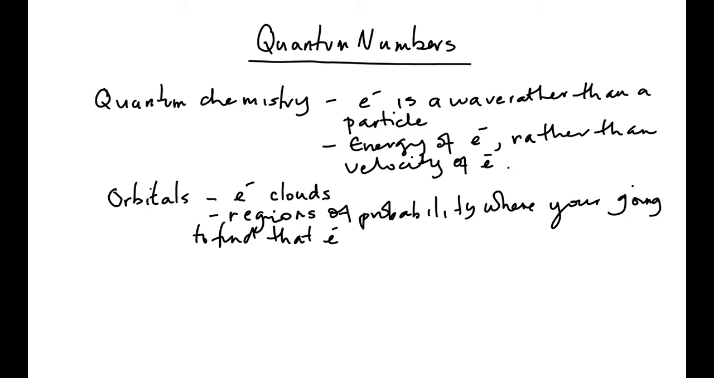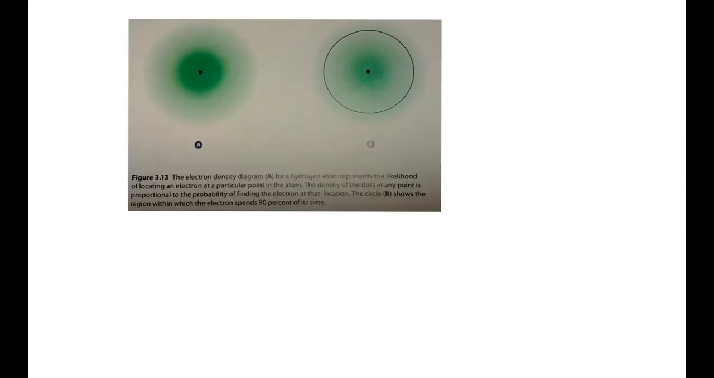So this is figure 3.13 from your textbook, and this is what an electron cloud for the hydrogen atom looks like. So figure A shows the electron density. This is the cloud. Where it's darker is where you're most likely to find the electrons. So as you move further away from the nucleus, you actually have less of a chance of finding it. So basically, this is what we call an orbital.